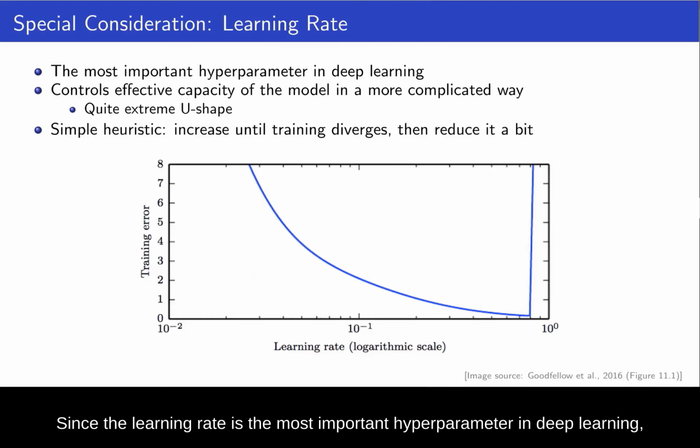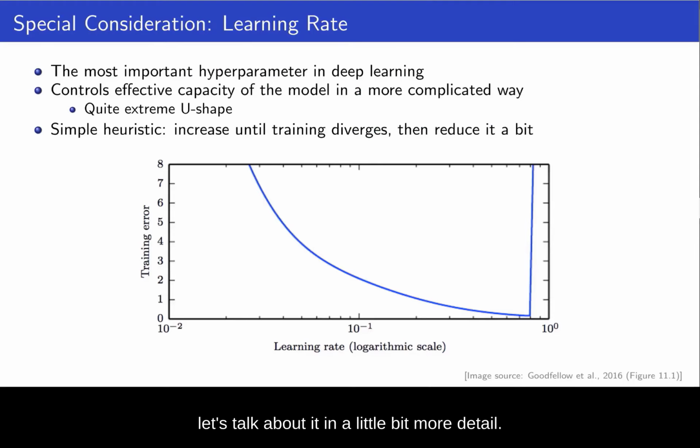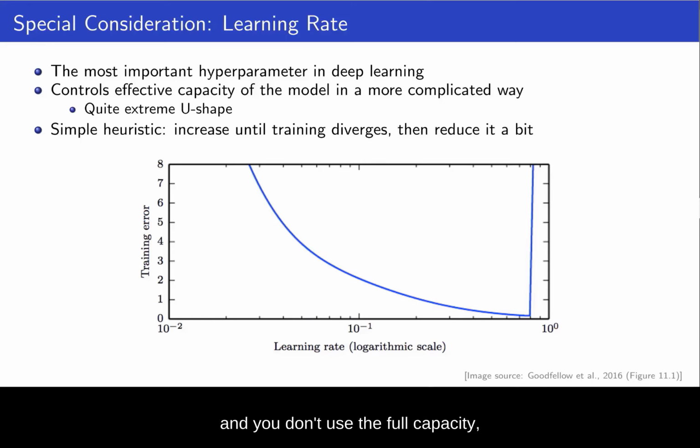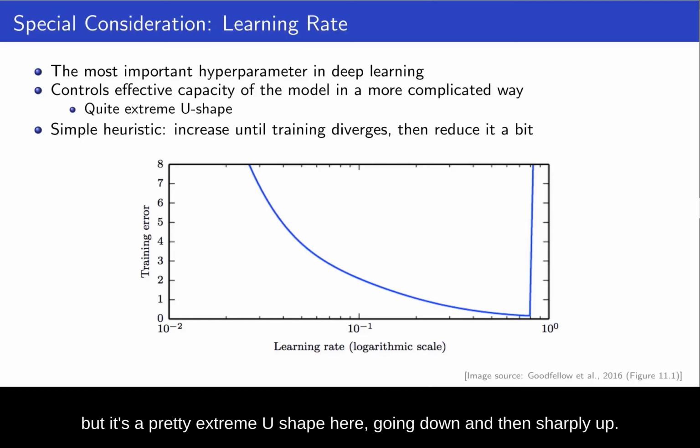Since the learning rate is the most important hyperparameter in deep learning, let's talk about it in a little bit more detail. So the learning rate controls the effective capacity of the model, but it does so in a fairly complex way. If you have a bad learning rate, then you don't use the full potential of your neural network and you don't use the full capacity, because you just don't get the network optimized. The error still depends on the learning rate by a U-shape, but it's a pretty extreme U-shape here, going down and then sharply up.